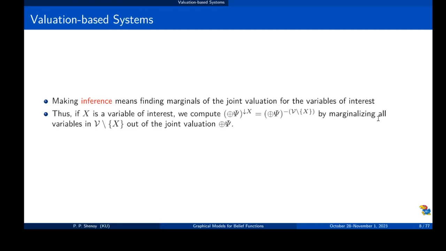Thus, if X is a variable of interest, this is the joint knowledge. I want to marginalize it to X, remove everything else. This is the notation: I remove all the other variables, marginalizing all variables V minus X out of the joint. This is what it means to make inference.